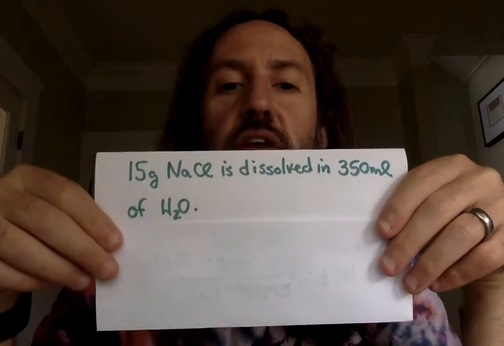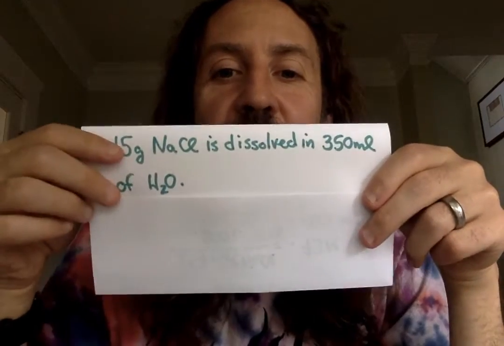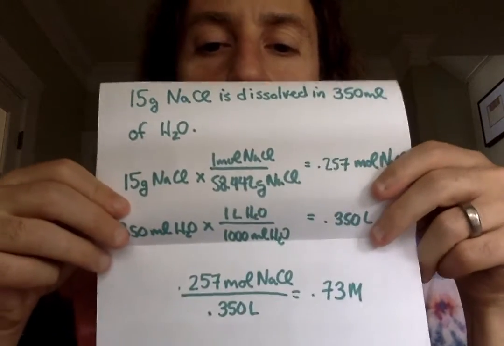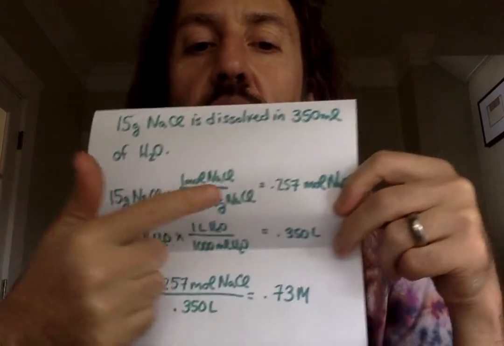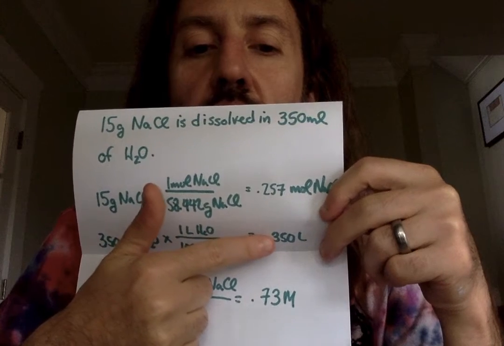So here is a really simple little basic problem. And look, there's water. We can still talk about it. So 15 grams of salt is dissolved in 350 milliliters of water. Okay, so what we're being asked here is what is the concentration of the solution? And so what we do is we just follow these really simple steps. We need moles over liters.